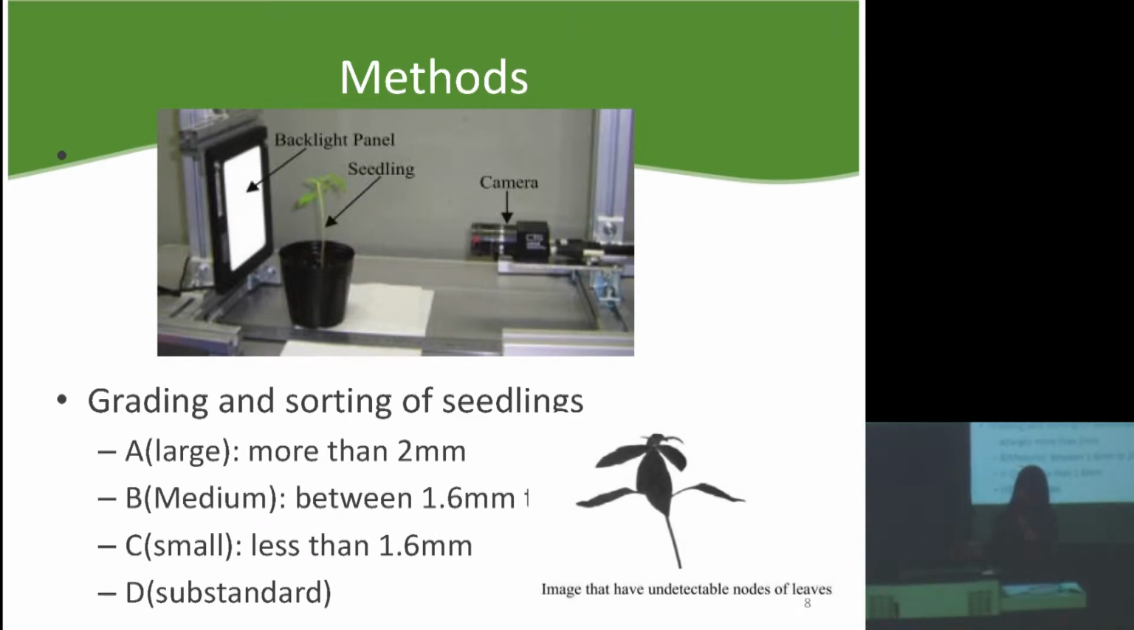Here is the setting. This figure is the setting of this image acquisition, and as you can see, there is a backlight panel, and in the middle will be the tomato seedling, and the camera is here.